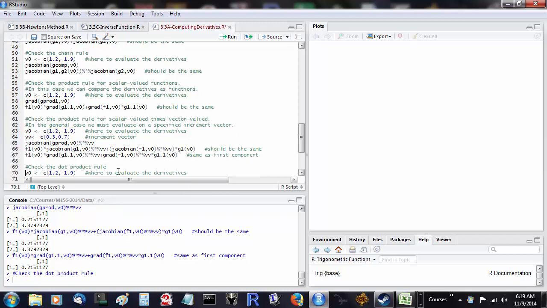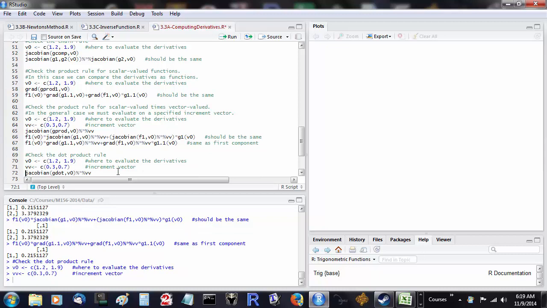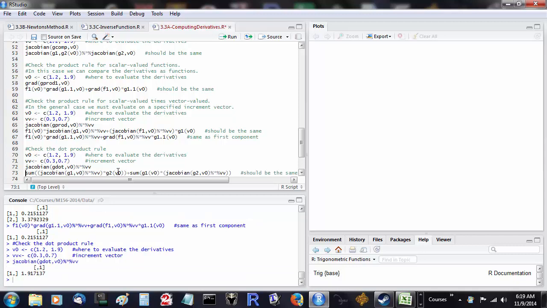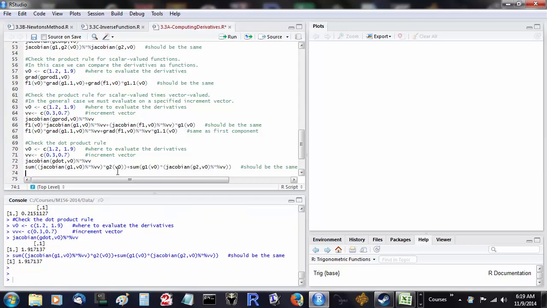This is proved in the book, and it's a rather tedious proof. Again, we need an increment vector, so I can take the dot product of the two functions. This turns out to be quite an important operation in physics, evaluated on vv. Alternatively, I can calculate the dot product of the Jacobian of the first one, evaluated on vv, with the second one, and add on the dot product of the first one with the evaluated Jacobian of the second one. I get the same answer, and we are done.